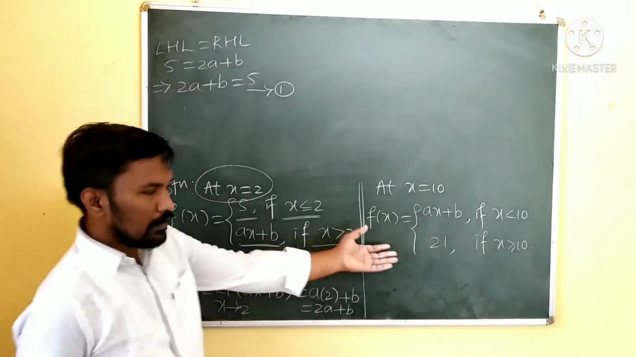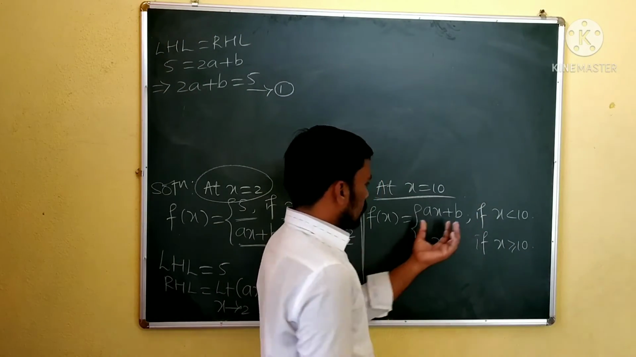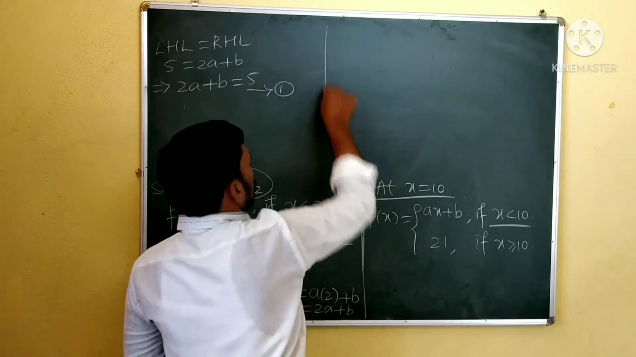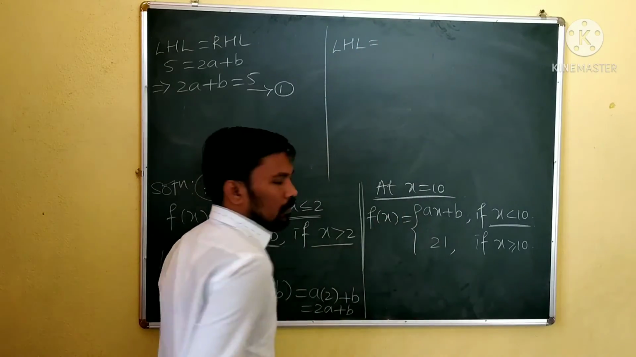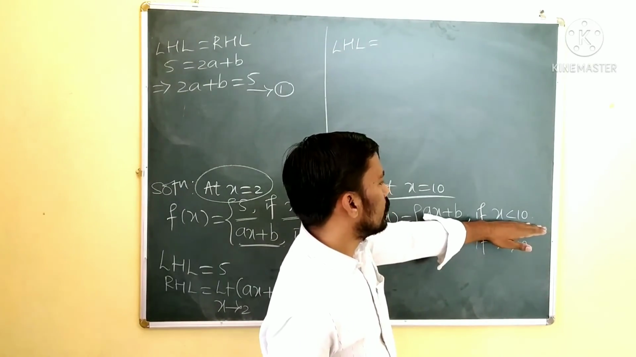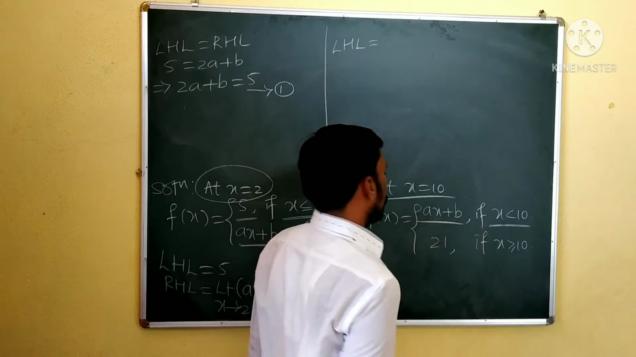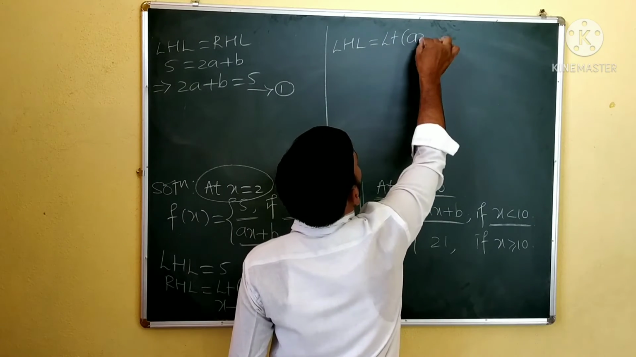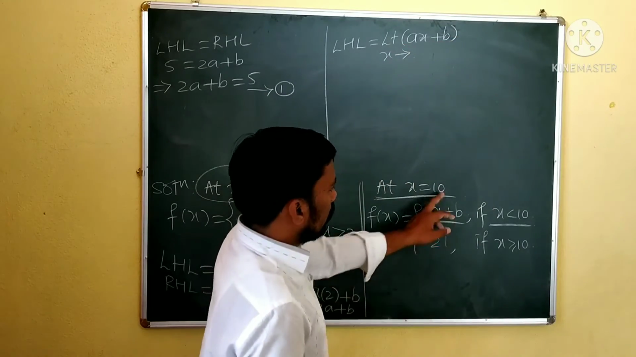And from the second function, at x is equal to 10, f of x is equal to ax plus b, x is less than or equal to 10. From the second limit point, for LHL you have to see the less than symbol. It's very important. For this interval, the value of the function is ax plus b. LHL is the limit of ax plus b as x tends to 10.